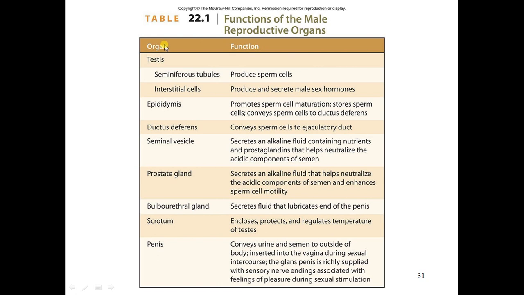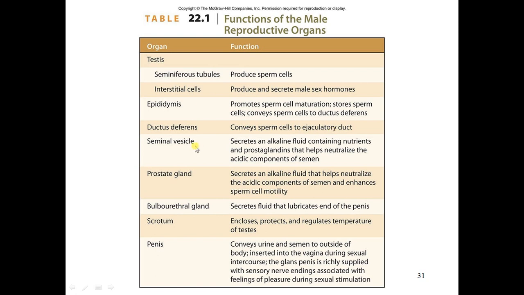If you see this chart, you will find the organs and their functions. So in short, we will take the review. The testis contains seminiferous tubules and interstitial cells. Seminiferous tubules produce sperm cells. Interstitial cells produce and secrete the male sex hormone testosterone. The next one is the epididymis, which promotes sperm cell maturation, stores the sperm cells, and conveys sperm cells to the ductus deferens or vas deferens. The ductus deferens conveys the sperm cells to the ejaculatory duct.